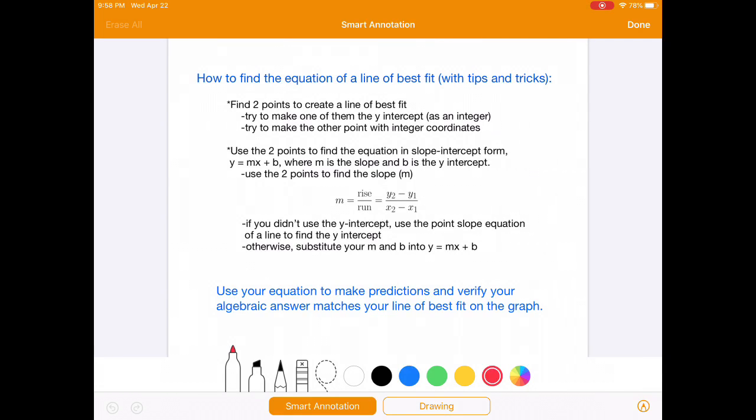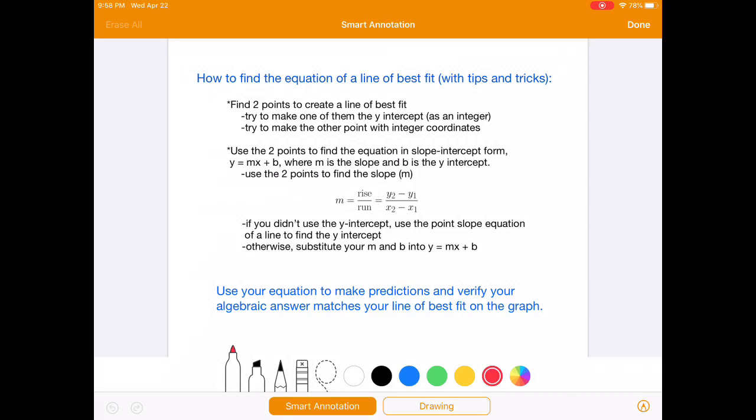Today's lesson is about finding the equation of a line of best fit. We looked at sketching a line of best fit, making predictions with a line of best fit, and what a line of best fit should look like on a scatter plot. So now we're actually going to find the equation for that line of best fit and use it to make some predictions. This is kind of a process that you can use to find that line of best fit, along with some tips and tricks.